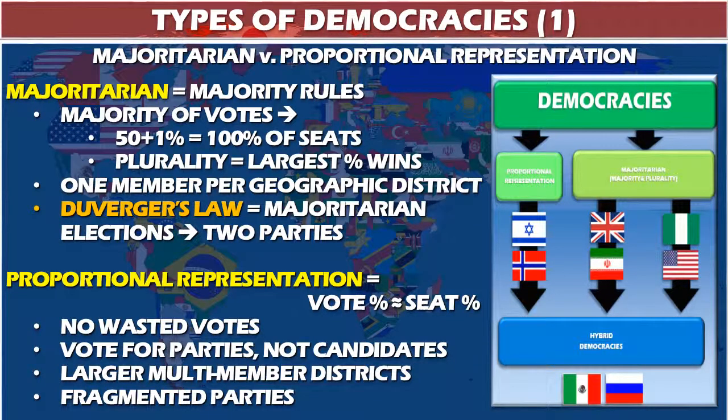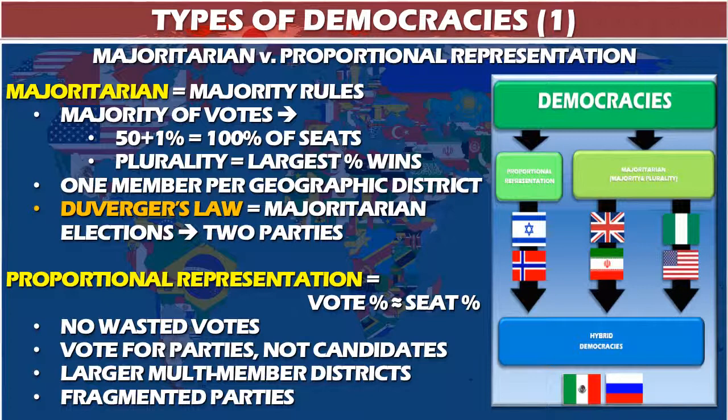So let's look at some of the types of democracy. Here we're going to look at the first divide, which is between majoritarian democracies and democracies based on proportional representation. So what does it mean to be majoritarian? It means essentially that the core principle of the democracy is majority rules. In the way that they convert votes into seats, it follows a principle of plurality or majority, which means whoever gets 50 plus 1% gets 100% of the seat.